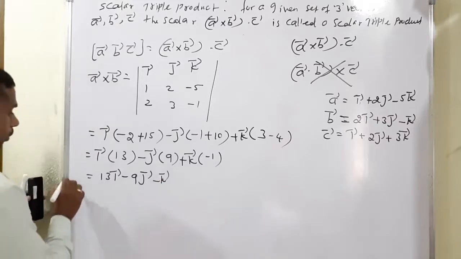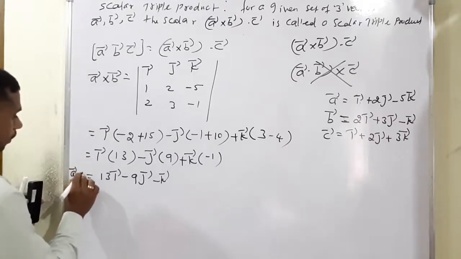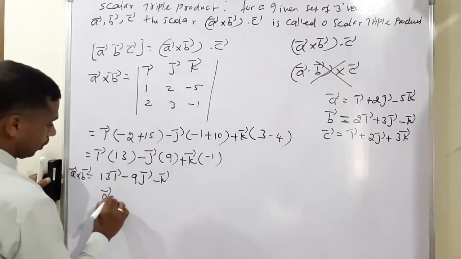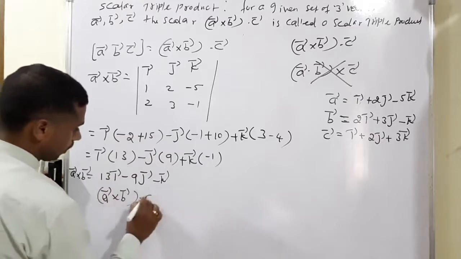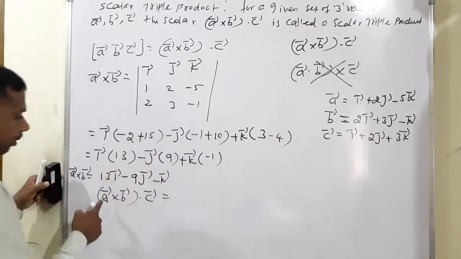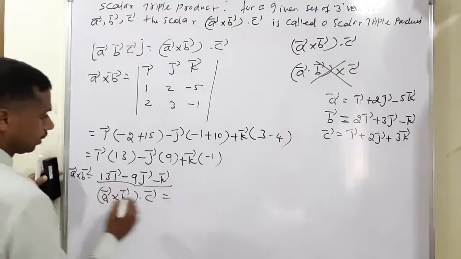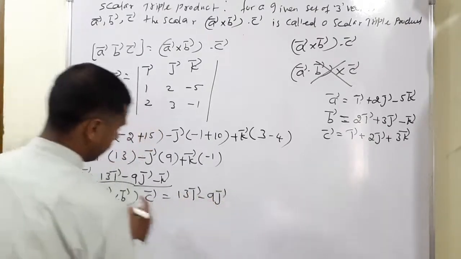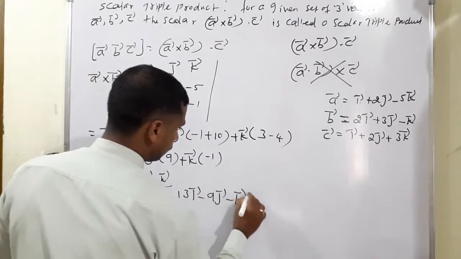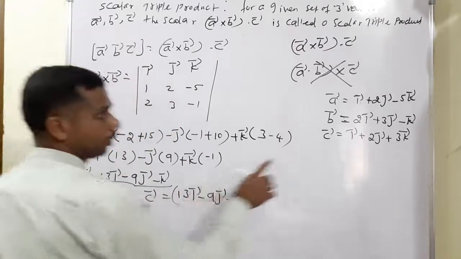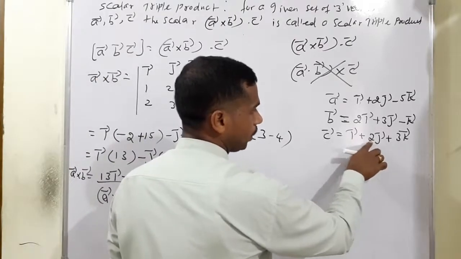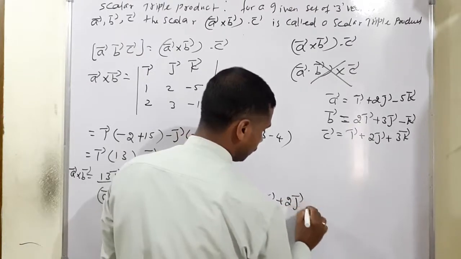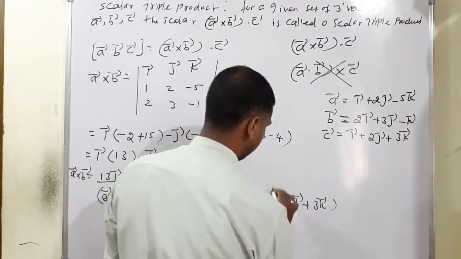This is called a vector cross b vector, but we need a vector cross b vector dot c vector. So a vector cross b vector dot c vector is equal to a vector cross b vector, which we already found: 13 i vector minus 9j vector minus k vector, dot c vector, which is i vector plus 2j vector plus 3k vector.